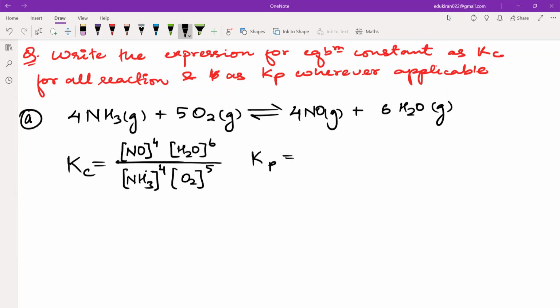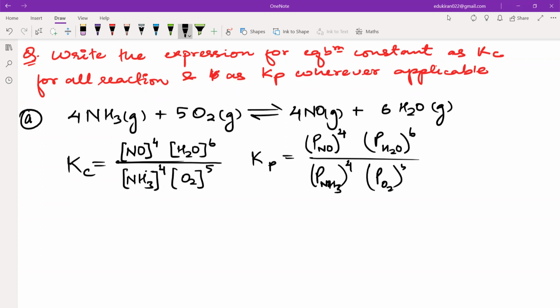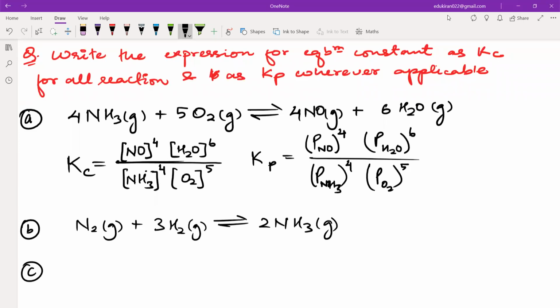If I want to write the Kp, how will we write it? We'll write the pressure of NO raised to the power 4, then similarly, pressure of H2O raised to the power 6, over pressure of ammonia NH3 raised to the power 4 and the pressure of O2 raised to the power 5. Okay, so I'm giving you simple ones. Please write B: N2 gas plus 3 moles of H2 gas, in equilibrium with 2 moles of NH3 gas. And you have 2 moles of NO2 gas, which is in equilibrium with N2O4. Yes, please write this down. Let me know if you're done.